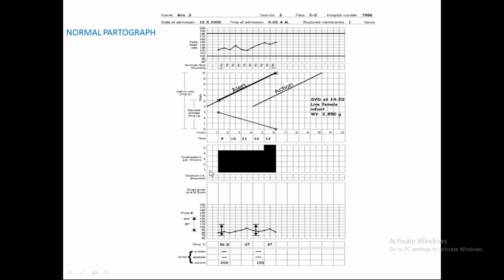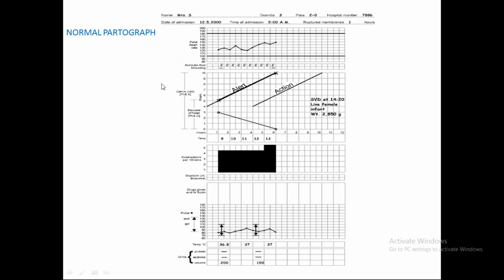And what are the things here? Next is contractions. What do we have to plot? How many times in 10 minutes she is getting contractions, the intensity of the contractions, and how long each lasts. Then comes the oxytocin or any drugs you are giving. This is one more thing: any IV fluids we are giving, we have to write here. Then patient pulse, BP, urine output, temperature, and urine examination also we have to do. It includes protein, acetone, and volume. These are the things altogether in the partograph.